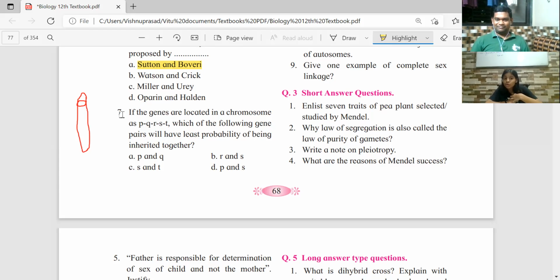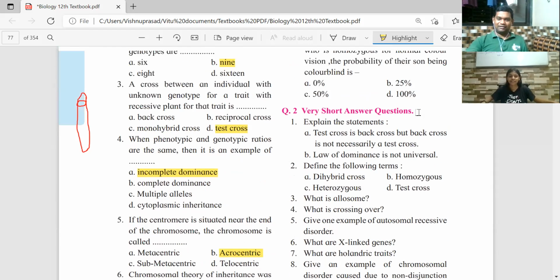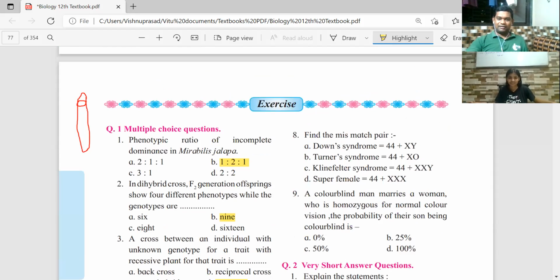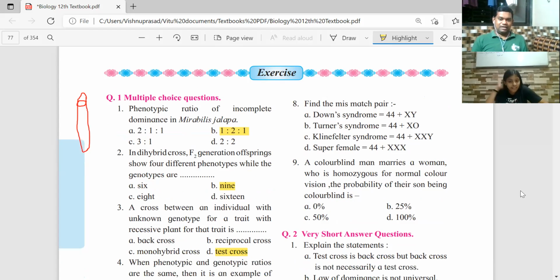P and Q are together, just next to each other, so they are closely linked. The least probability is for P and S, because they are far away from each other as compared to the other two. Least linked. Next, the eighth one.